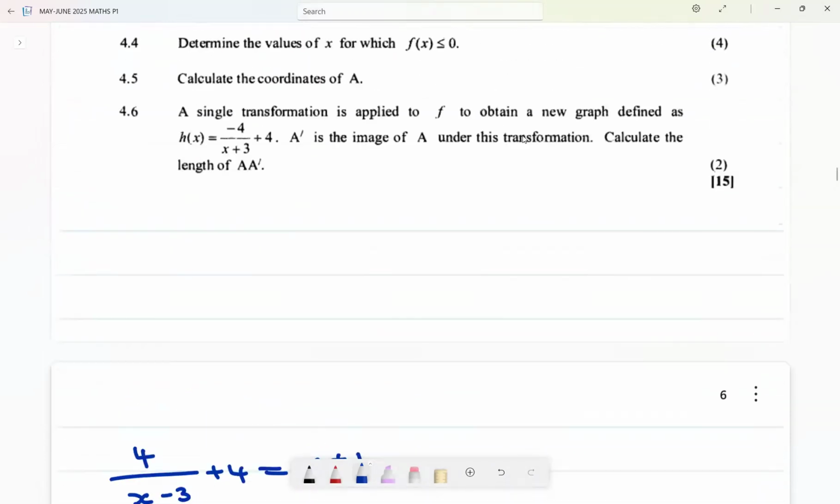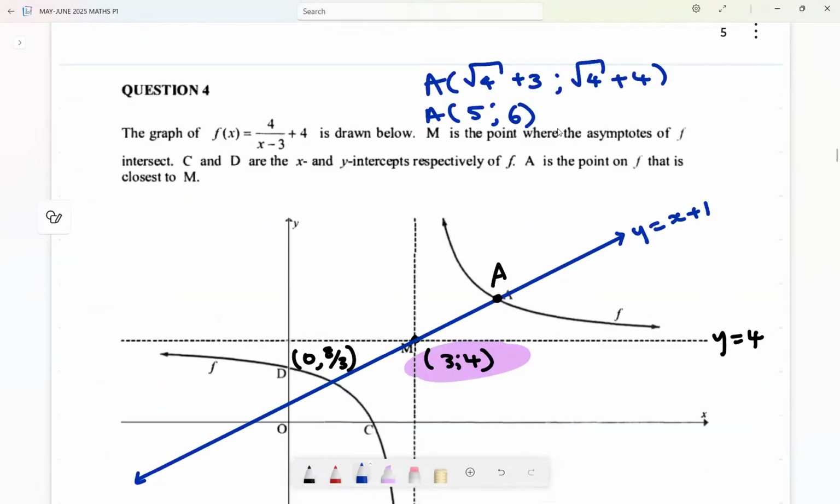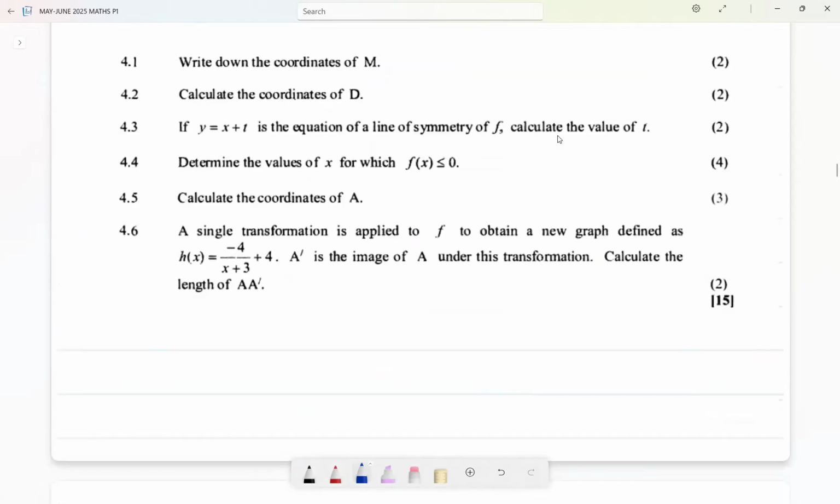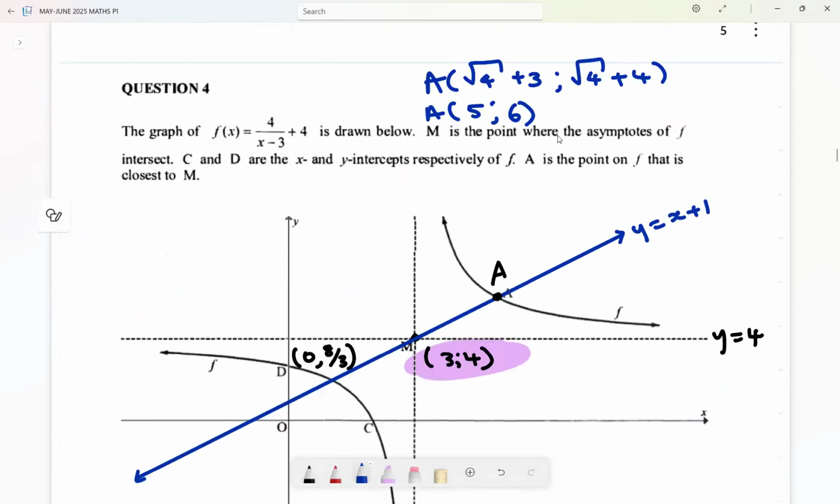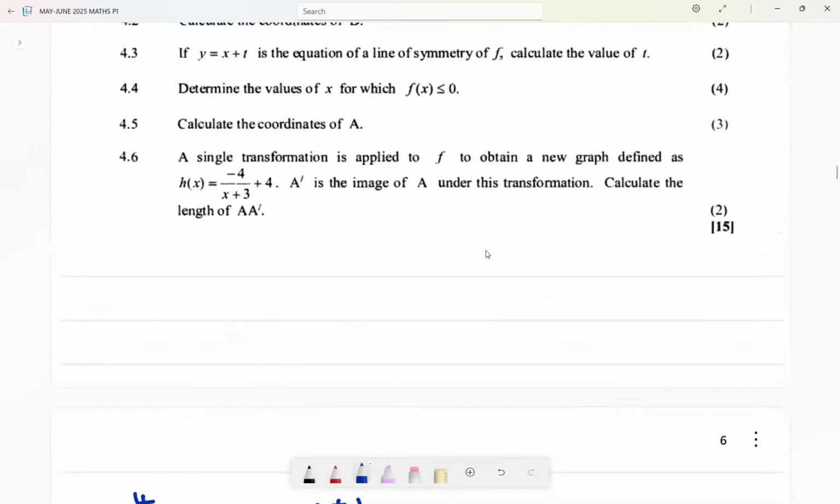But can you see that we also got the same answer by using the other method? Beautiful. Okay, guys. Okay, so let's consider another question.